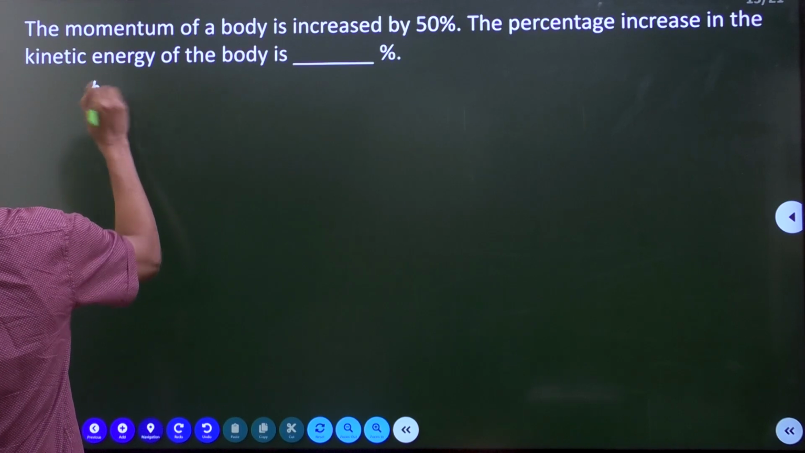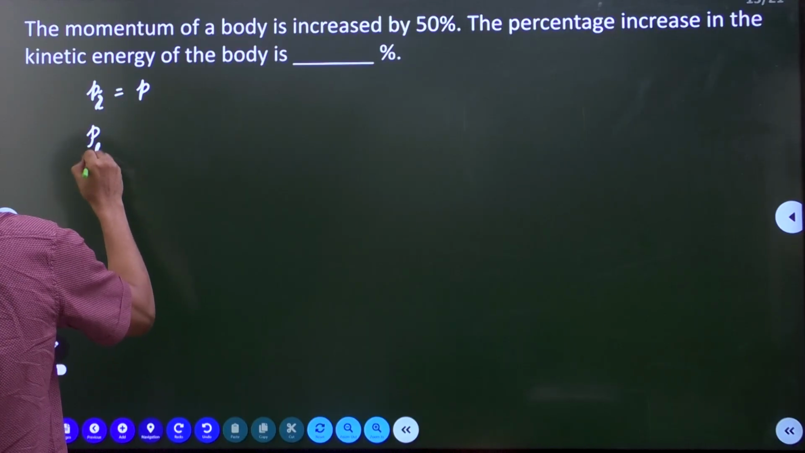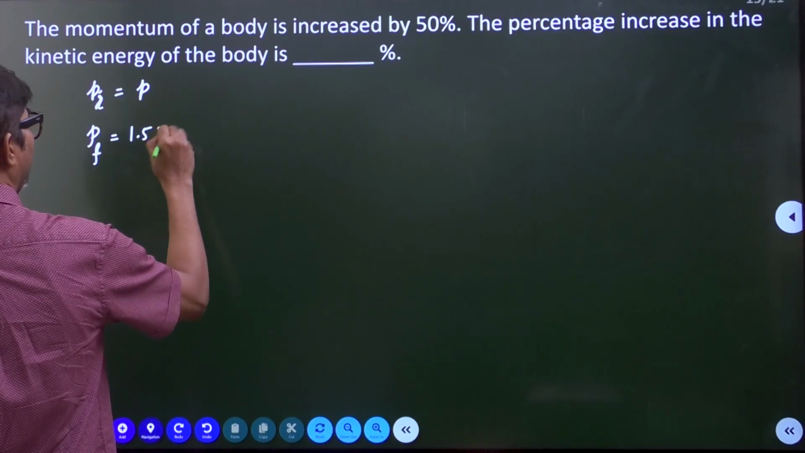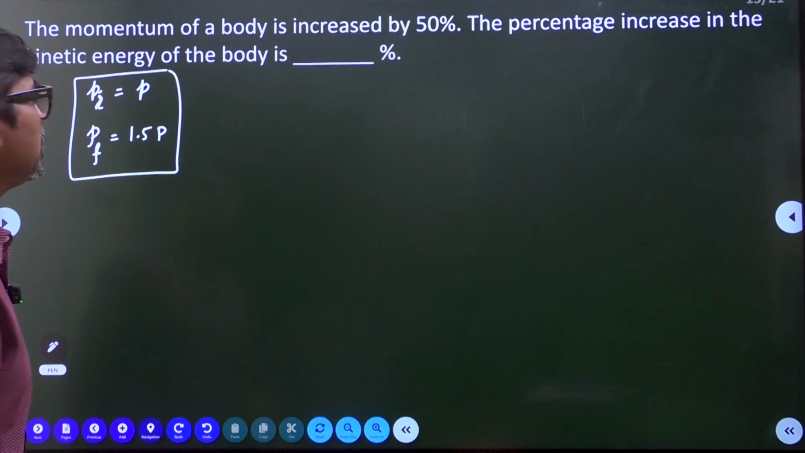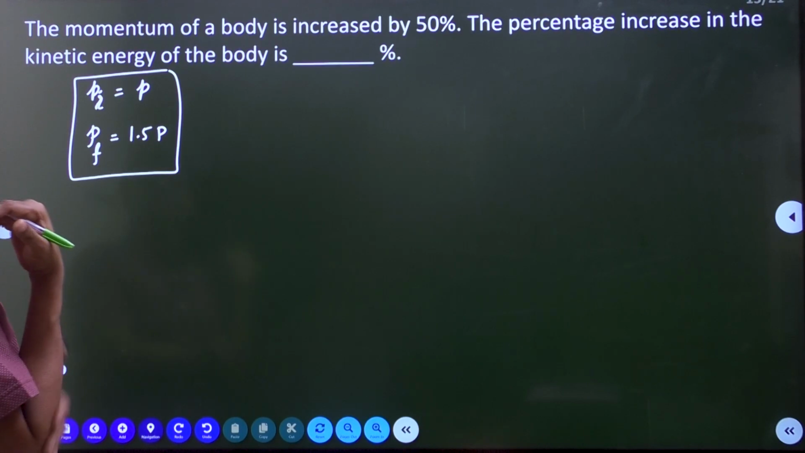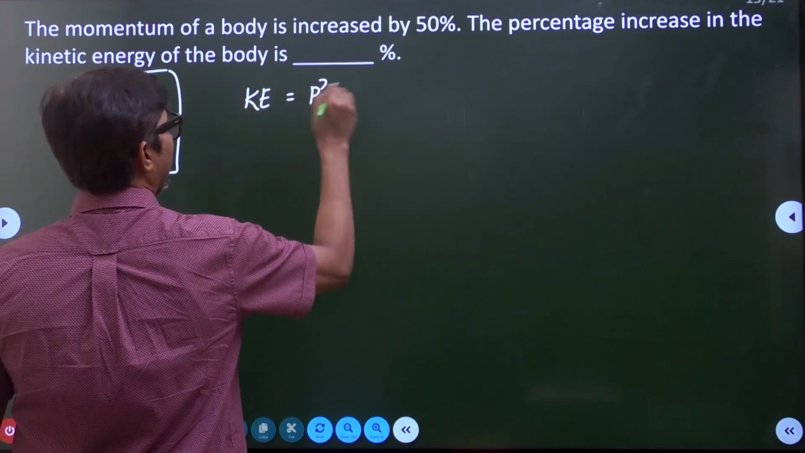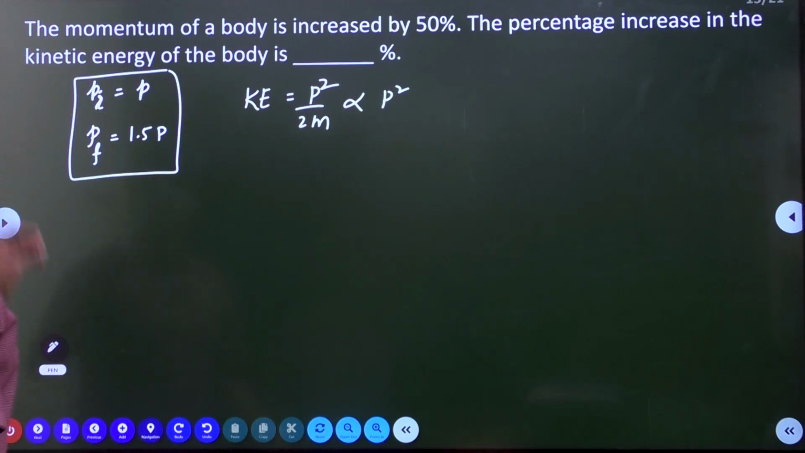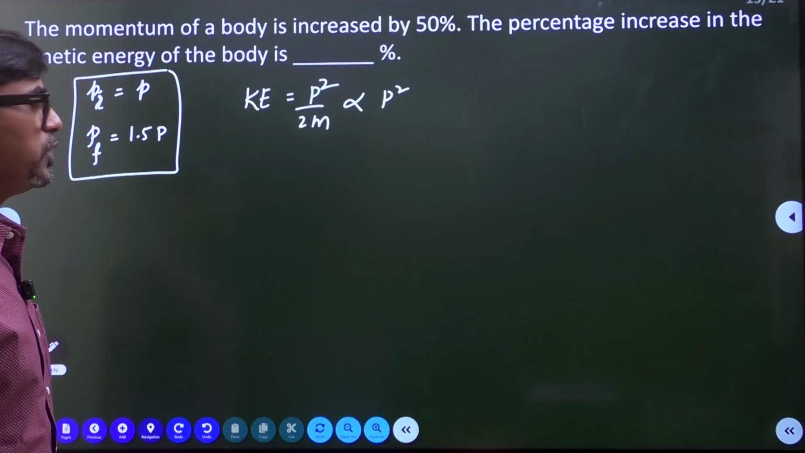So let's say initial momentum is P, for example. Then what is the final momentum you have? It is increased by 50%. That means final momentum will be 1.5 P. 50% increase meaning it has become 0.5 times of the initial value increased there. Now percentage increase in kinetic energy they are asking. What is the kinetic energy formula? Kinetic energy is P square by 2m. Basically proportional to P square because we are assuming the body's mass is not going to change unless specifically mentioned.